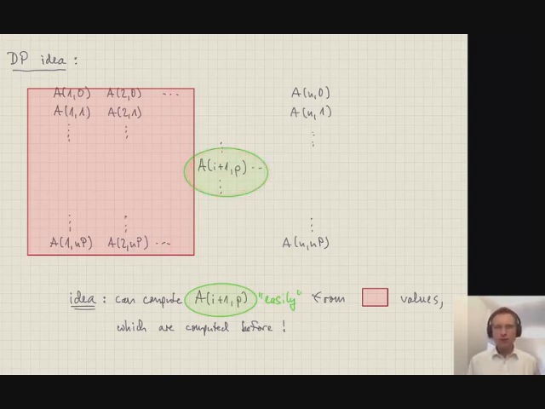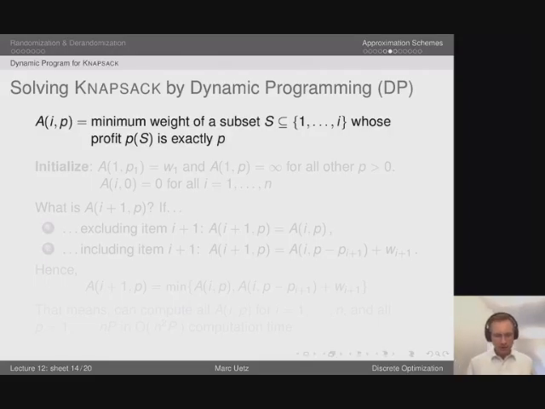And actually there's only two cases. Either I include this item I plus 1, or I don't include it. So that will be a very simple calculation in order to get this value here, this minimum weight, given all the pre-computed values in the previous column. So that's the idea of dynamic programming. So let me explicitly explain how we can do that.